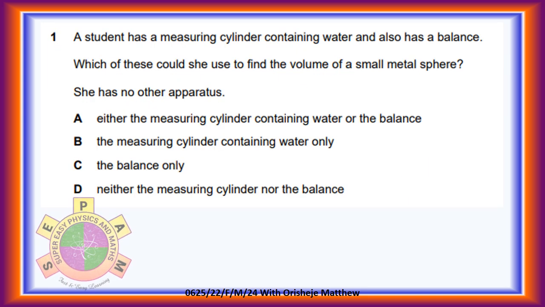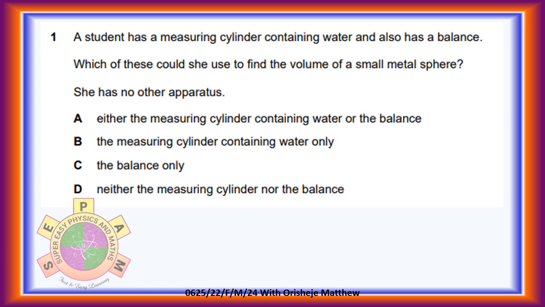Question 1. A student has a measuring cylinder containing water and also has a balance. Which of these could she use to find the volume of a small metal sphere? She has no other apparatus. Option A, either the measuring cylinder containing water or the balance. Option B, the measuring cylinder containing water only. Option C, the balance only. Option D, neither the measuring cylinder nor the balance.